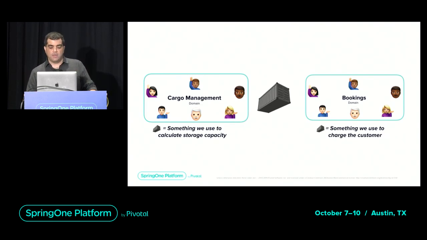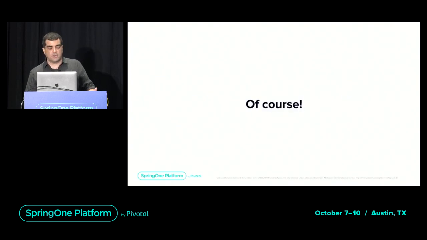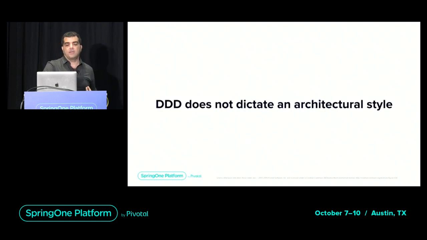So you might ask, okay, can you apply DDD principles in a monolith? And the answer is, of course. DDD existed long before microservices. Domain-driven design does not dictate an architectural style. Implement it in your desktop application if you want. It's up to you. The problem is that it becomes harder because the lines can get blurred very, very quickly when you work in a monolith.